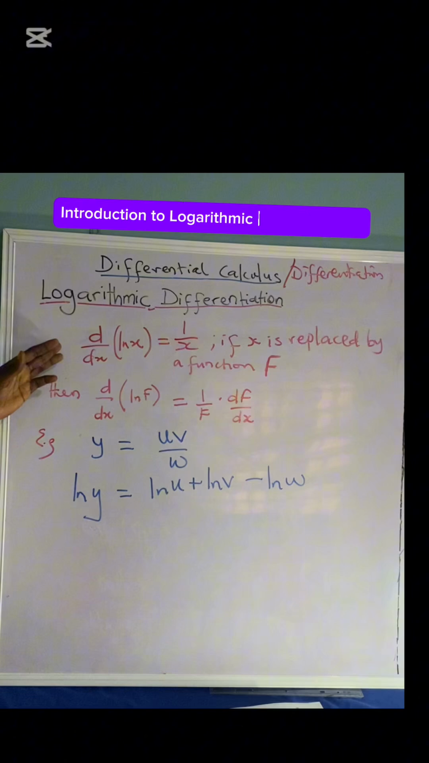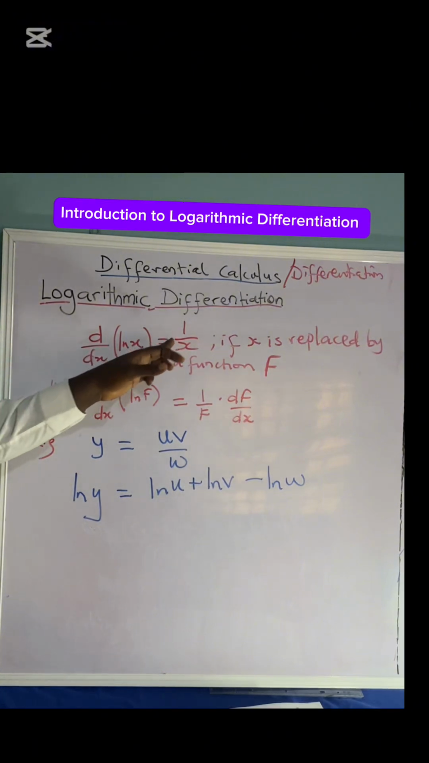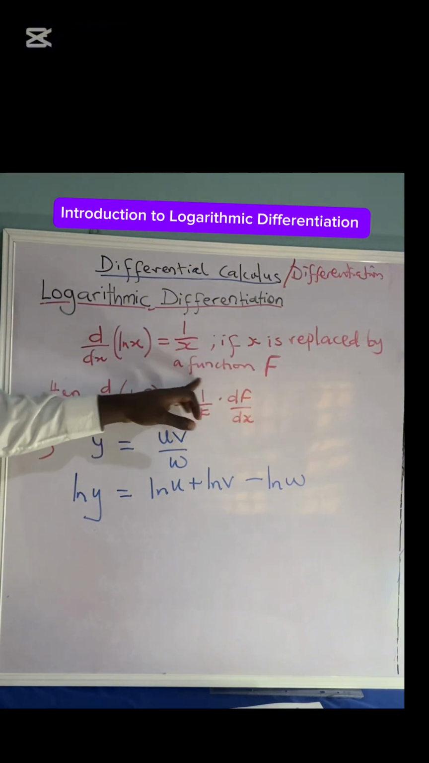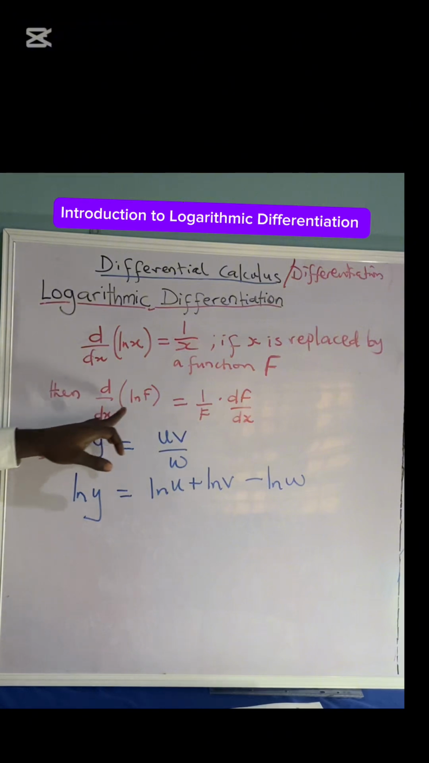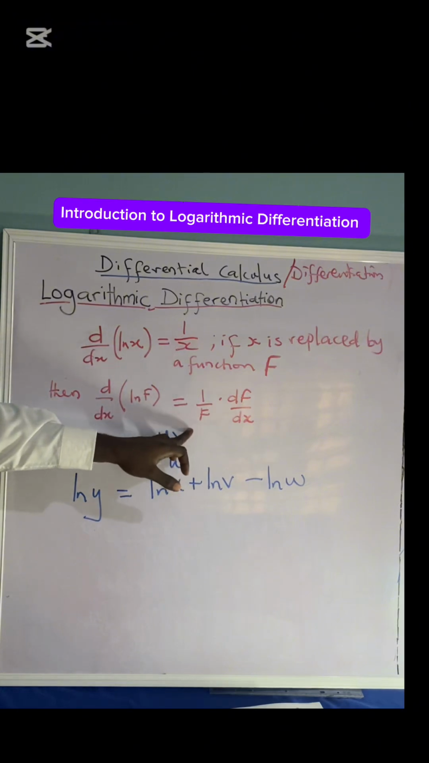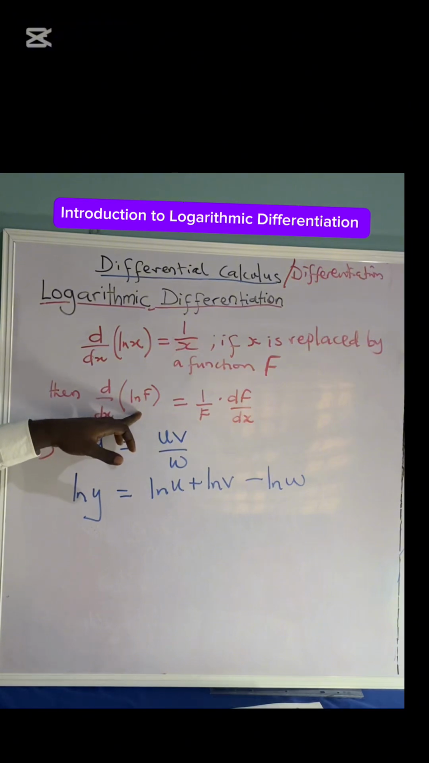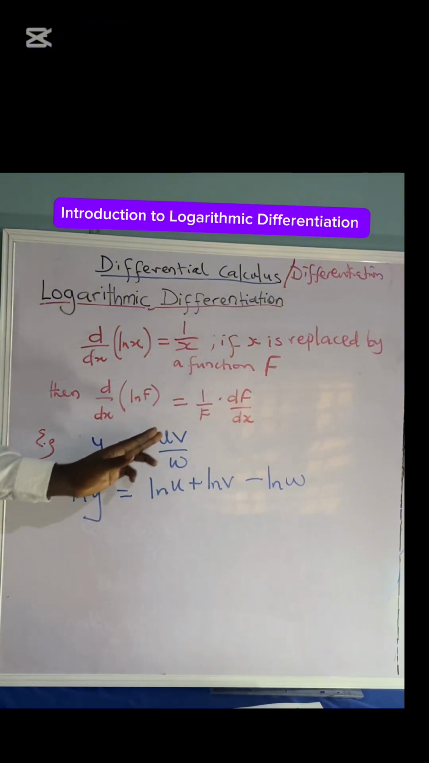So this principle follows the fact that if you differentiate ln x, you have 1 over x, and if this x is now replaced by a function f, then you have the differential of ln f giving us 1 over f multiplied by the differentiation of that function itself. That is all. So let's say, for example, you're given y equals uv over w.